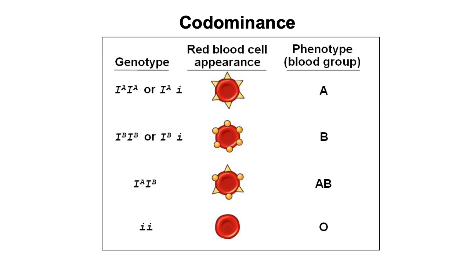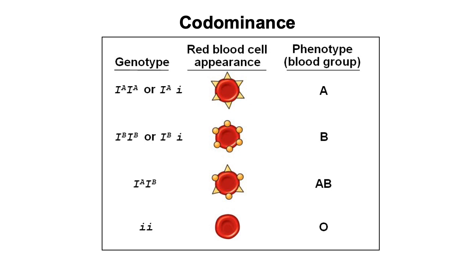And then the codominance is really when you put those two together, and you see both of those sugar types being expressed on the surface. So it's not a blend, it's both of them being expressed. And then you also have a recessive allele in this case, the lowercase i, and that doesn't express any sugars, and that would be the genotype of individuals who have O-type blood.